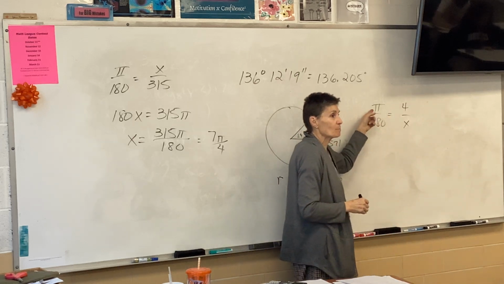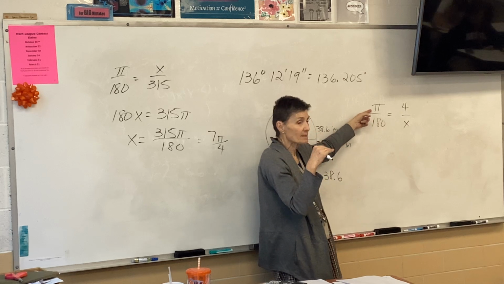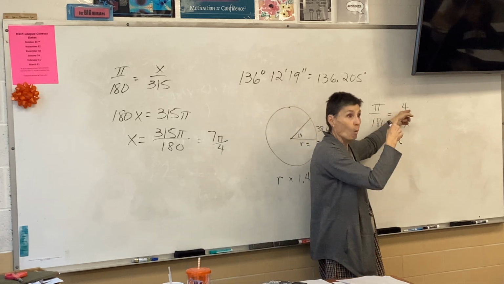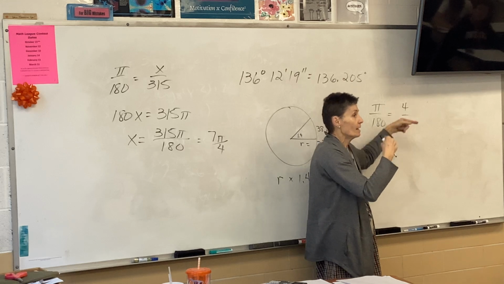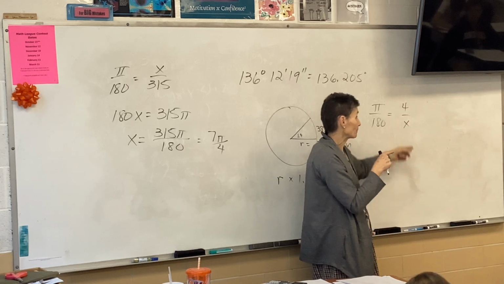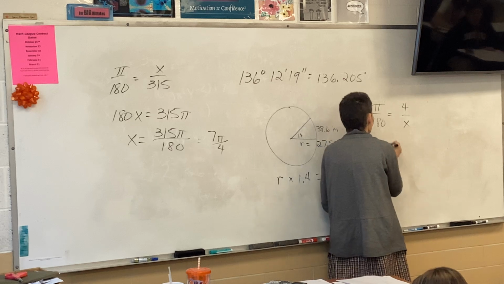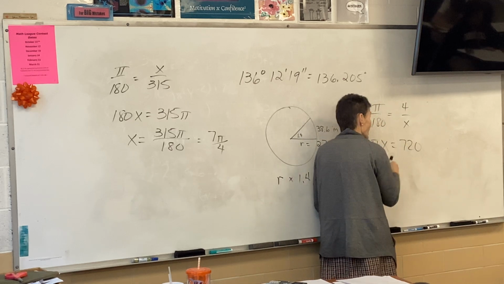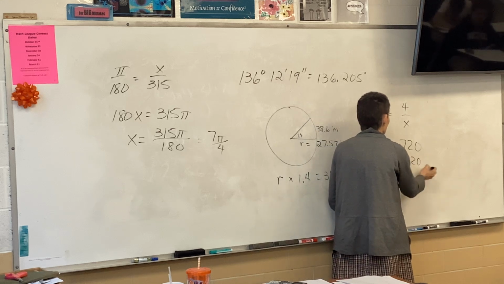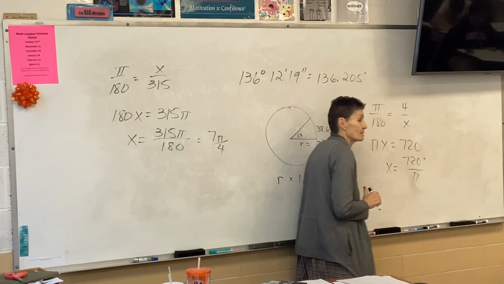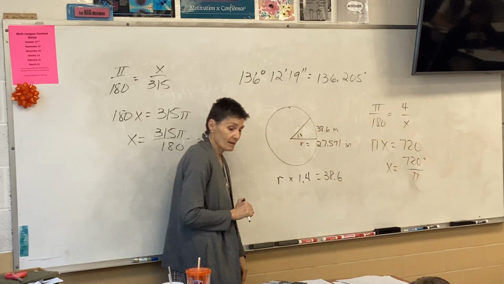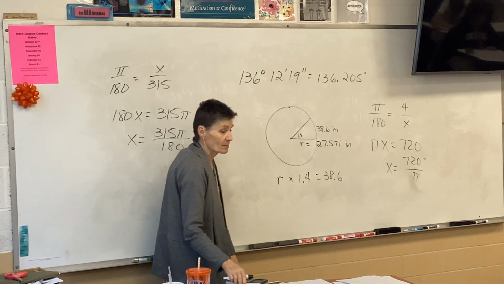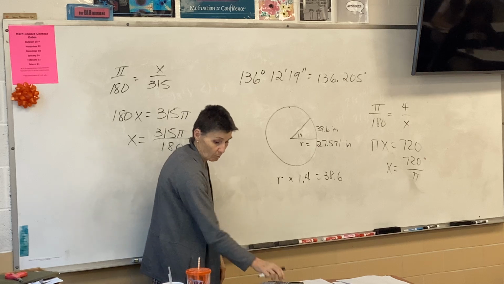Because this is pi radians, 180 degrees. This is 4 radians, and I'm looking for the degrees. Yep. So pi x equals 720. Remember, you're solving for x. So 720 over pi degrees. That is not a very common number. I mean, it's not one you see a lot, but that is the answer, 720 over pi.